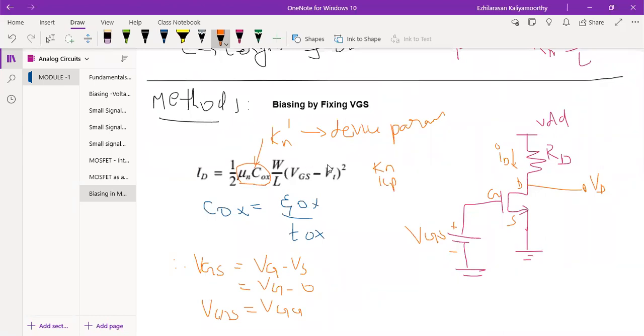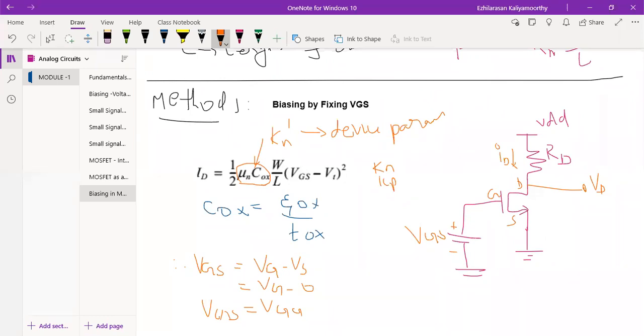Now in this fixing VGS, it is not a good approach to bias a MOSFET. It is not a good approach. So you may think what is the reason for that? The reason is, say for example, if you are having the same number, say ICs, two same devices, if you are using also, what will happen?